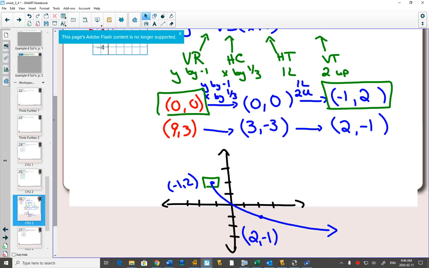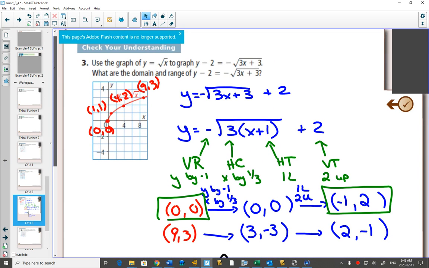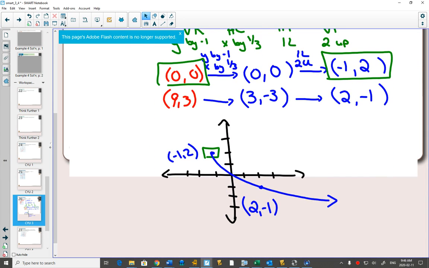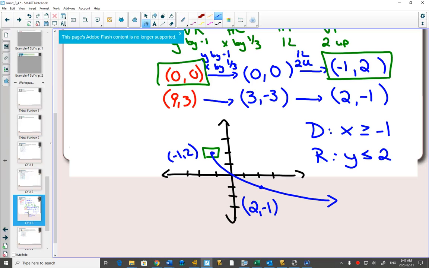Okay, the question said, what are the domain and range of just the new function? So since we have the graph, the domain are our x values. My smallest x value is -1, so I can say x is bigger than or equal to -1. For my range, I have no smallest value, but I have a biggest value, so I can say my y values are less than or equal to 2.